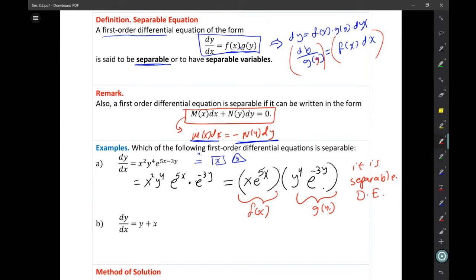Professor, isn't it x squared e to the power 5x? Yeah, sure, thanks. In the original, x squared, thank you.